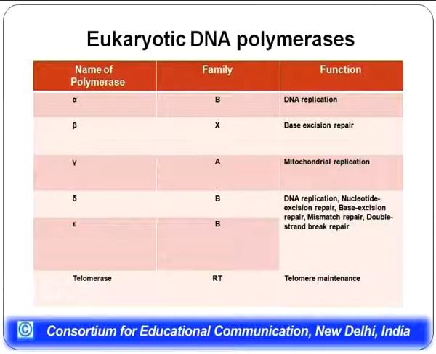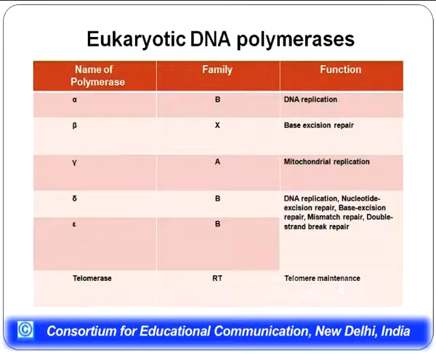Now, there are about 15 eukaryotic DNA polymerases which have been discovered and only 3 of them are majorly responsible for carrying out effective genomic DNA replication. All the other enzymes are used for other purposes. Herein I will be discussing only about 4 or 5 enzymes, which are namely alpha polymerase, beta polymerase, gamma polymerase, delta polymerase, epsilon polymerase and telomerase.